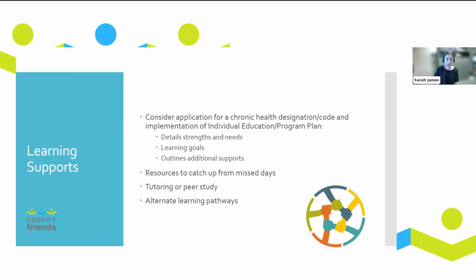If there has been a stretch of school that has been missed, sometimes families will look at some tutoring or peer study to help catch up. And there are, of course, always alternate learning pathways that may be best suited for some children who might not fit best into mainstream. So something to keep in mind. And again, this will, of course, vary across Canada and worldwide.